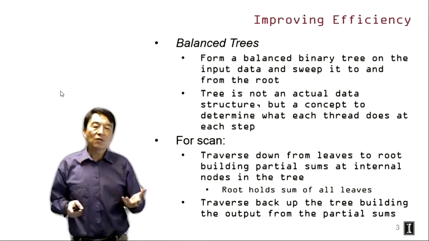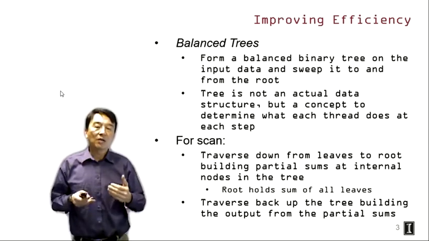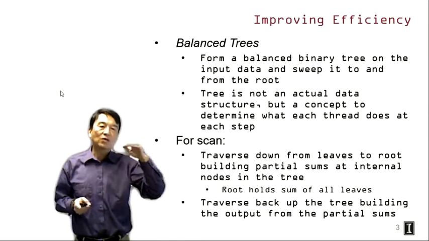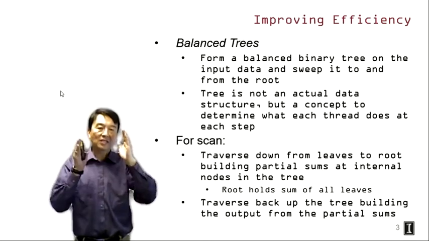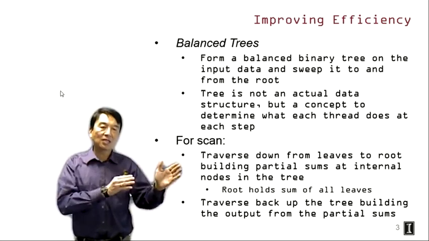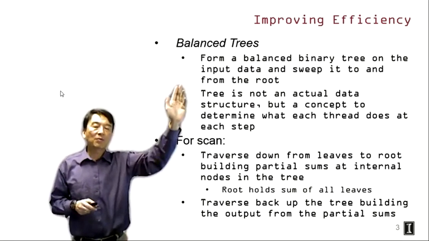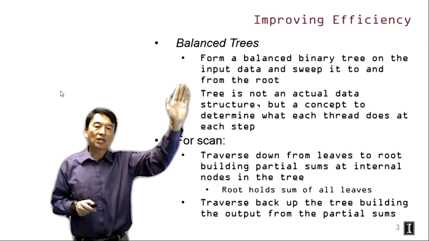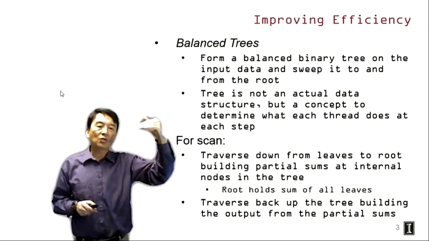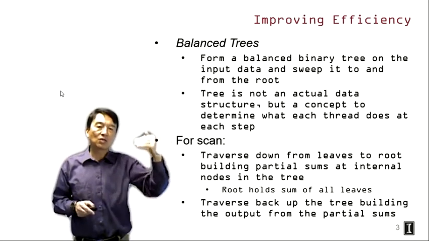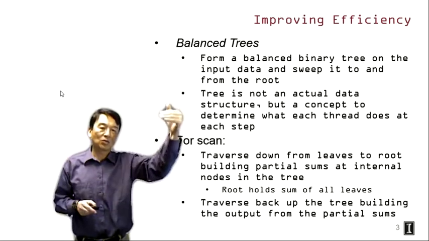And for those of you who have taken data structure, you know a balanced binary tree is a tree where every node has two descendants, and then the tree is always balanced. You always have the same number of descendants on each side of the tree. So we're going to form a balanced binary tree on the input data, and then we will use the threads to sweep through that tree from the leaves to the root, and then from the root back to the leaves.